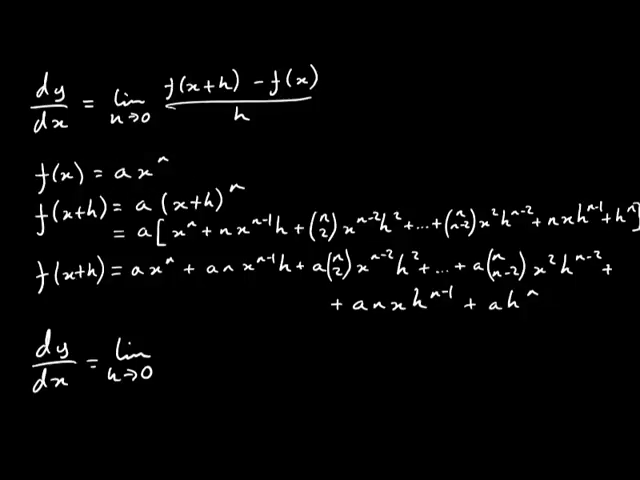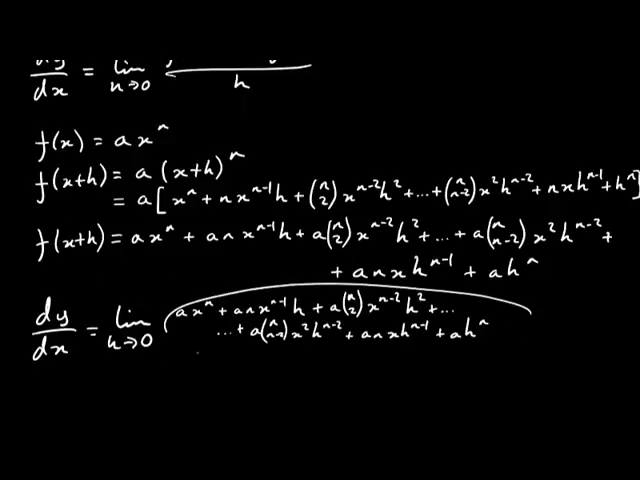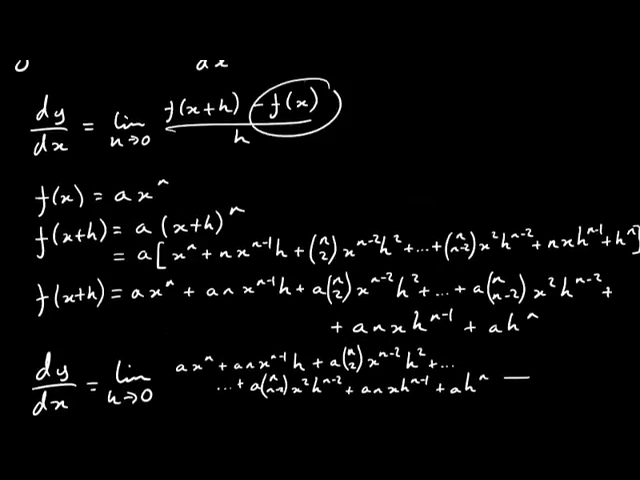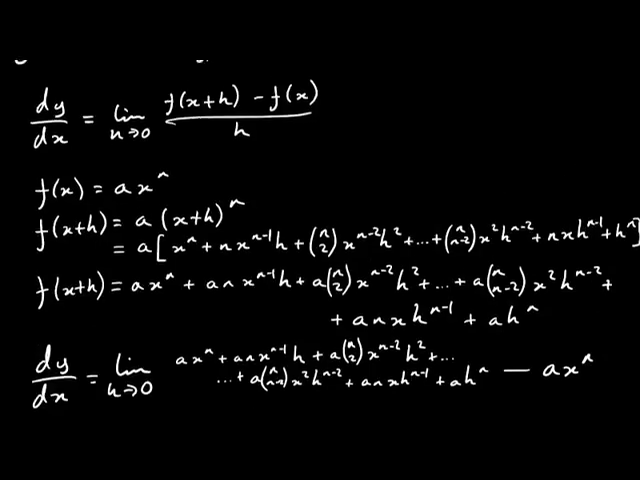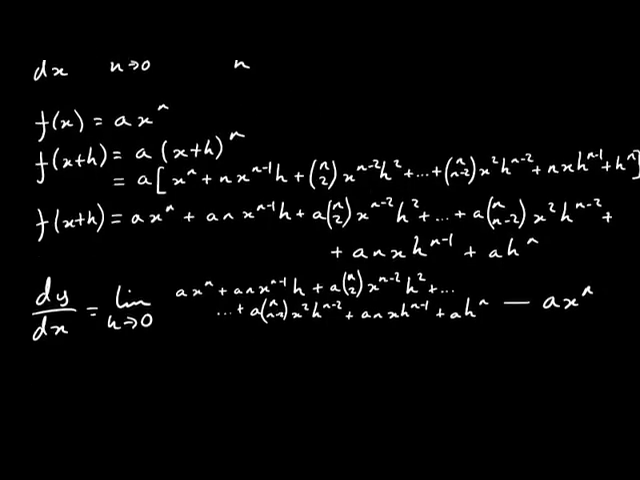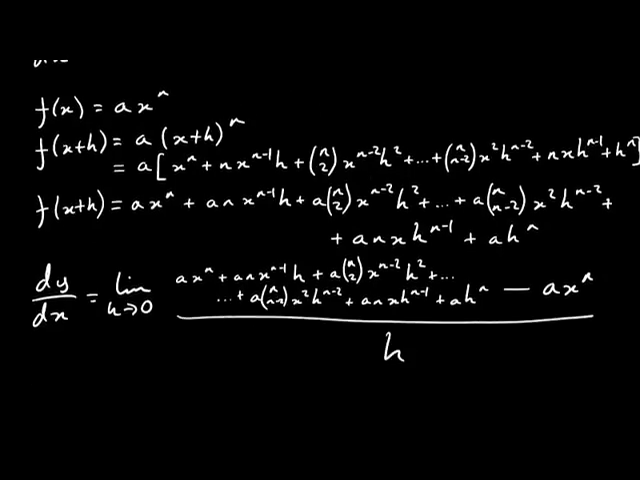Right, okay. So all that thing there is my f(x + h). Then I've got to take away f(x). Remember what my f(x) was? It was ax^n. So I've got to take away ax^n, and then I've got to divide through by h. So all of that divided through by h.